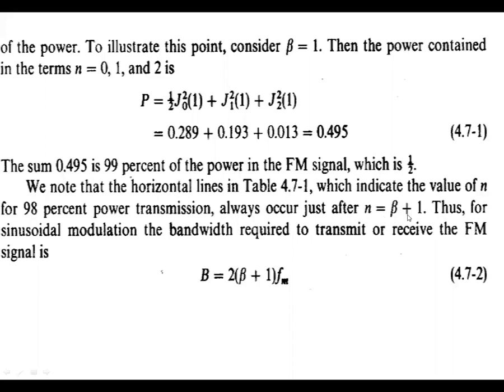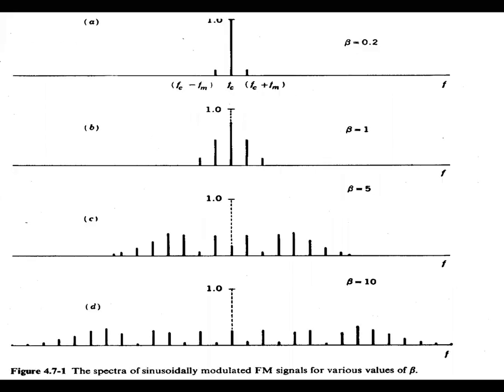Now the n value is beta plus 1. Students, please remember this formula: 2 into beta plus 1 into f. What is beta there? Beta is the modulation index. What is the modulation index? It is the ratio of the maximum deviation of the frequency, del f, by fm. Del f is the maximum deviation. So now n is called beta plus 1.